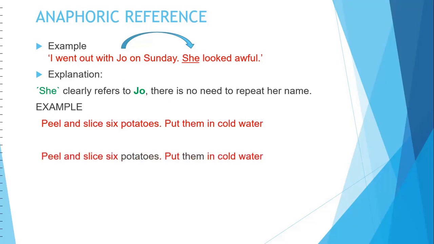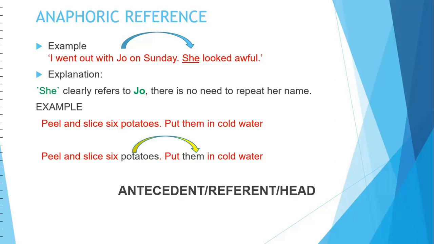Next example: peel and slice 6 potatoes. Put them in cold water. Put them means we are talking here about potatoes. So again, the identity first and its reference later on. It is also called antecedent or referent or head. So please remember, for anaphoric we also call it antecedent, referent, or head.